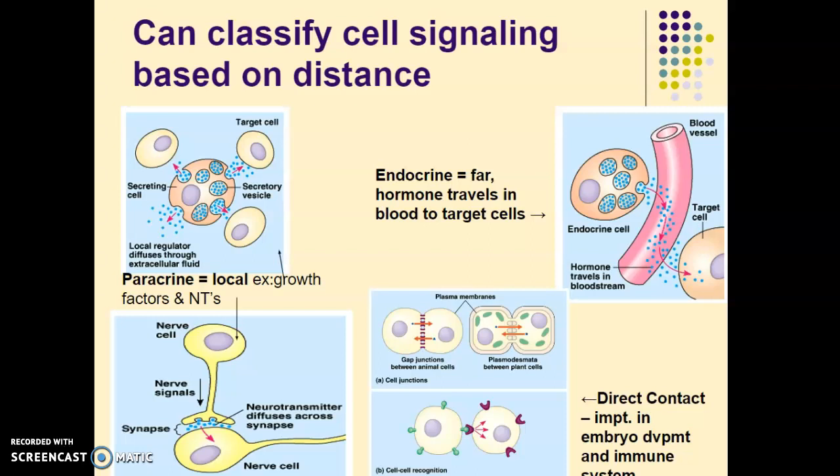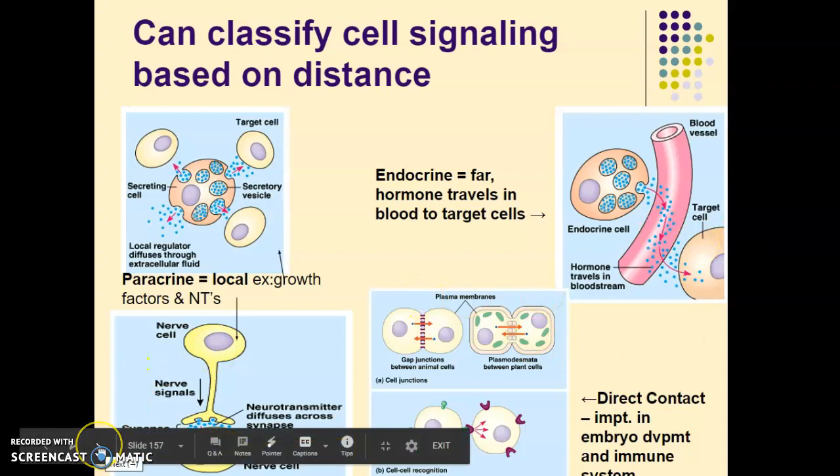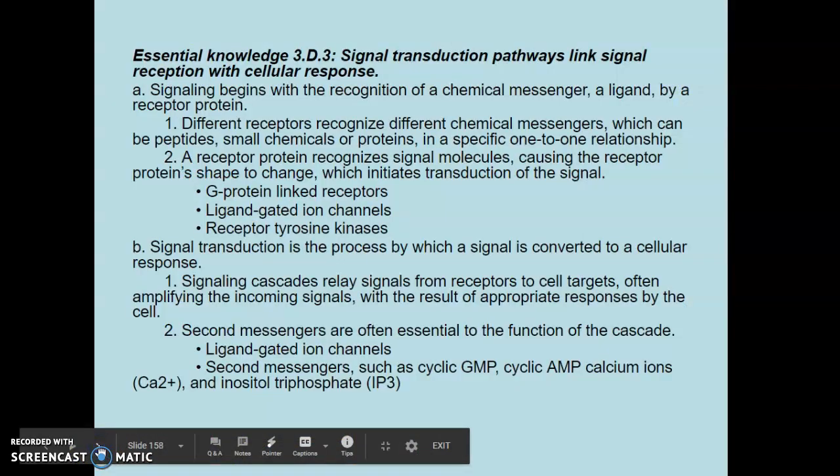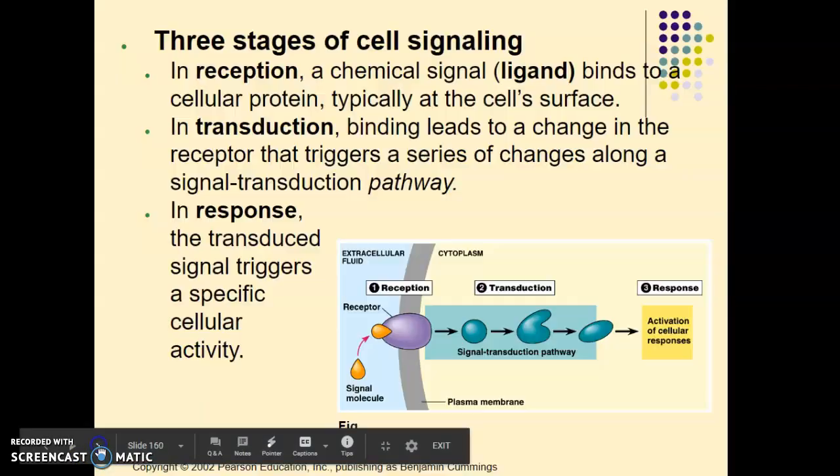So, let's say our pancreas is making insulin, and then that insulin will travel through the bloodstream into the liver where it will be used. Okay, so that's a little bit of an overview of the signaling. So let's go ahead and go through the 3 stages of cell signaling.